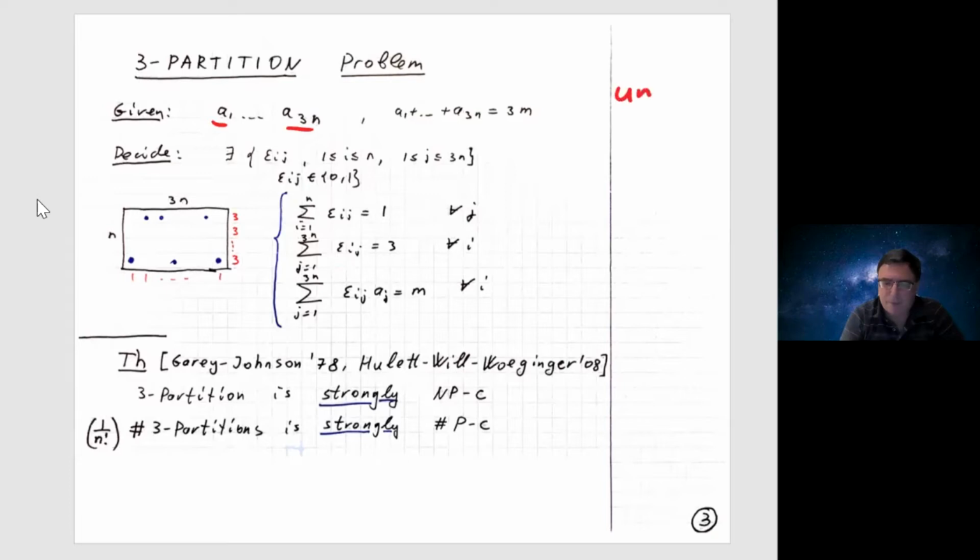Okay. So strongly NP-complete means that it's NP-complete in unary. Strongly #P-complete means that it's #P-complete in unary.